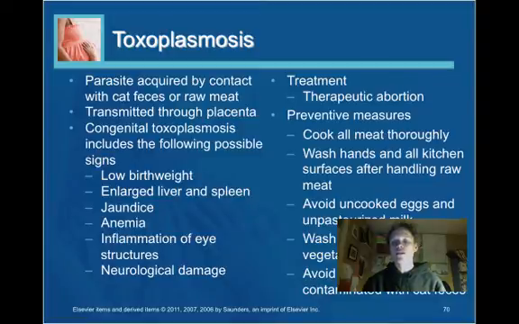How to prevent it? You want to cook all your meat thoroughly. Wash hands and all kitchen surfaces after handling raw meat. Avoid uncooked eggs or unpasteurized milk. Wash fruits and veggies well. And avoid materials contaminated with cat feces.